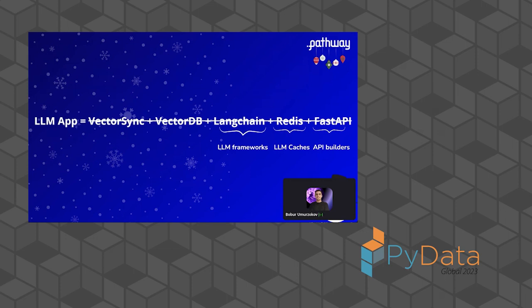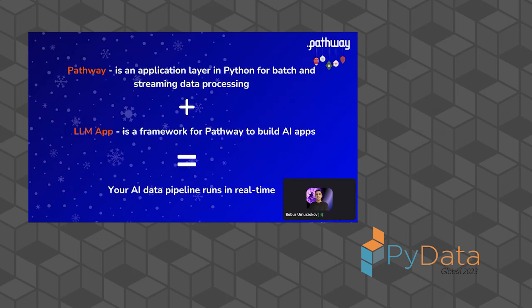So how do these fancy things work under the hood? We have another project called Pathway, which is also an application layer for Python, where you can run streaming data. Your data stays where it is, and you can just run a data processing pipeline on top of it. If you combine this with the new tool LLM application, which is also a framework for building AI applications, it helps you build an AI data pipeline in real time, so you can bring real-time information to your AI application.